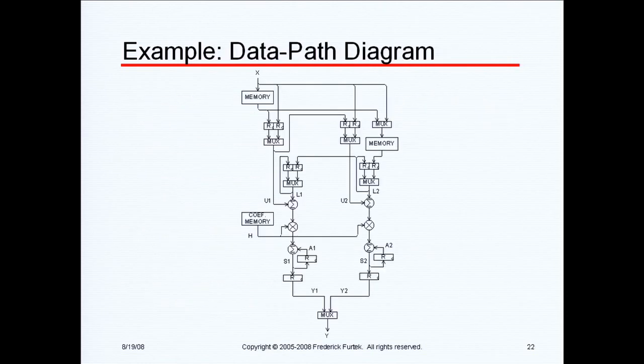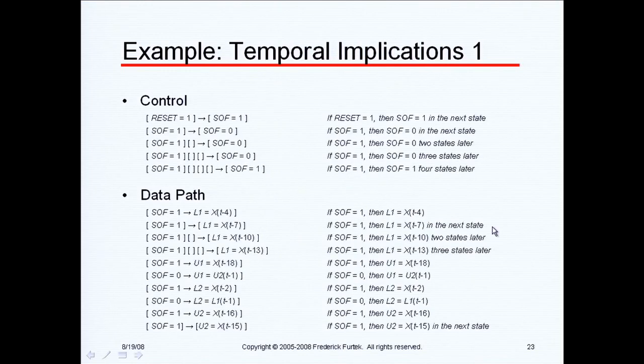This is a block diagram, a schematic of his design. And it was very straightforward to take his design. There was no difficulty in translating his design into a set of temporal implications. And we've divided it into those implications describing the control and those describing the data path.